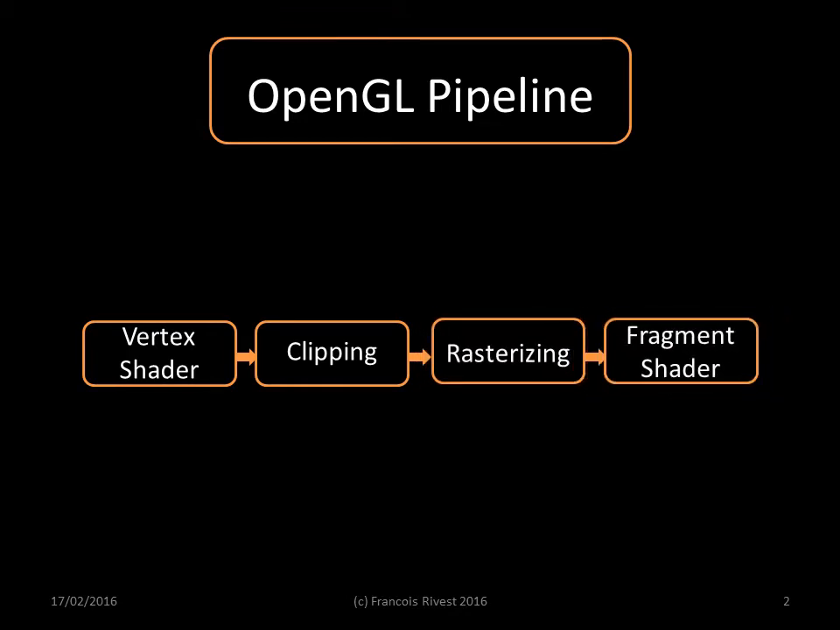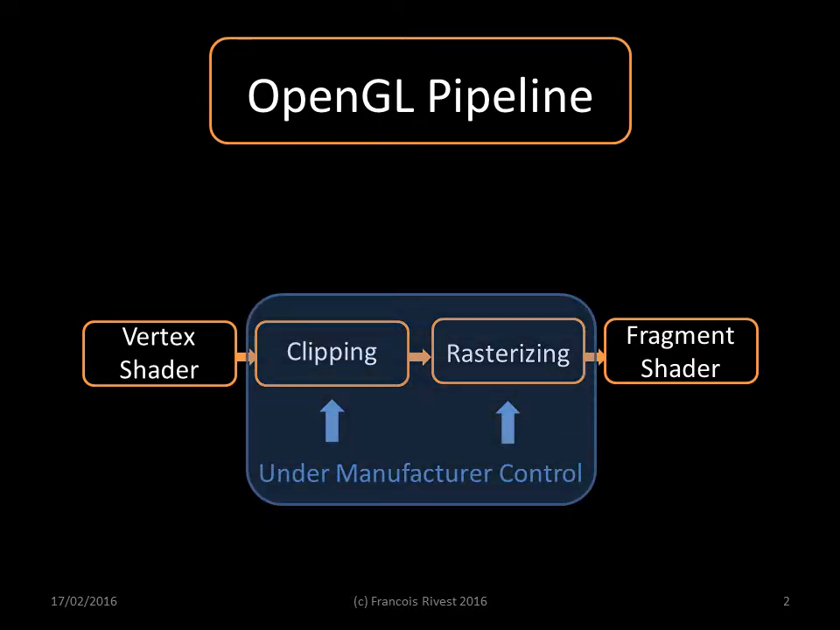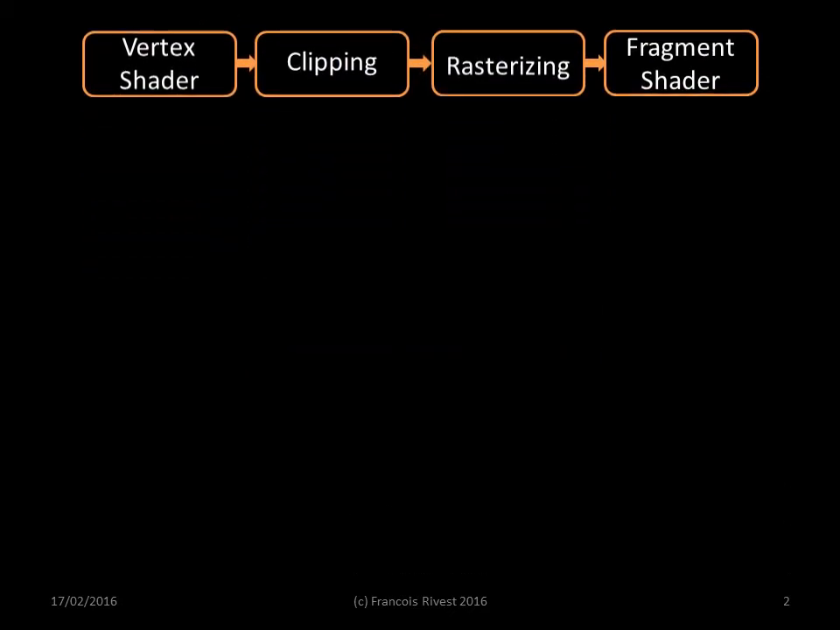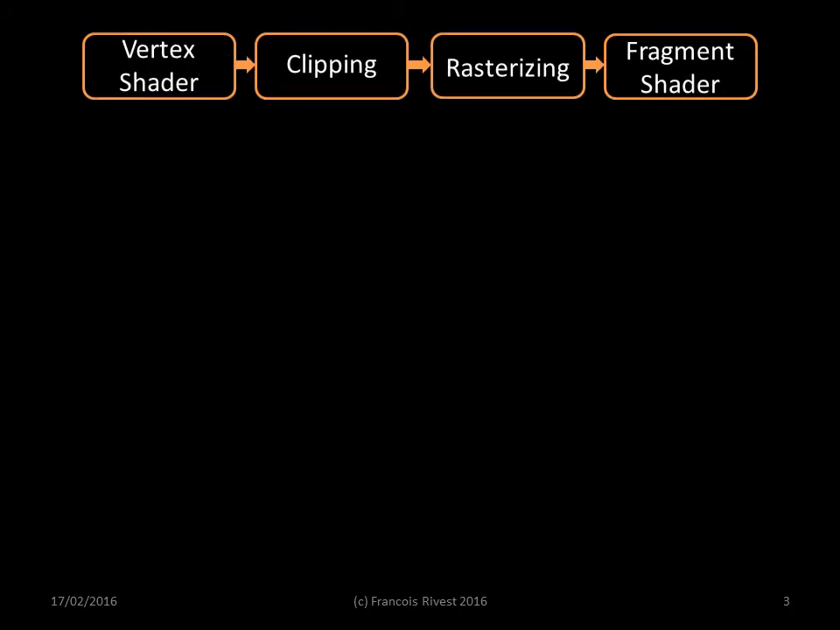Now, two of these are basically under the control of the manufacturer, which are the clipping and the rasterizing. But you get control over the vertex shader and the fragment shader through programmable shaders, usually in a GLSL file. Okay, so let's look at them separately. Let's first talk about the vertex shader.